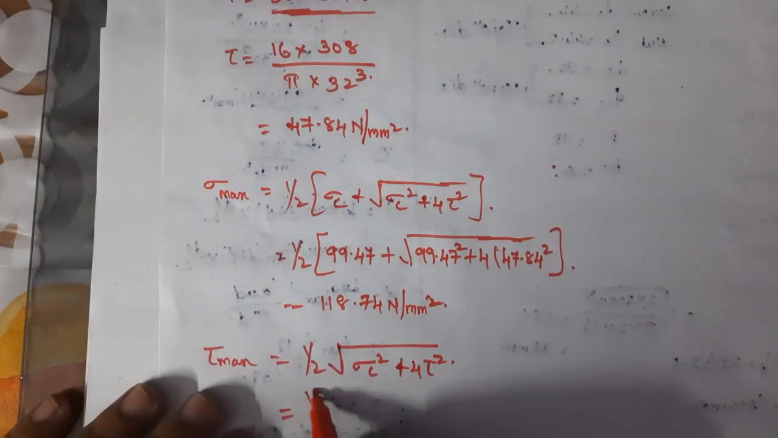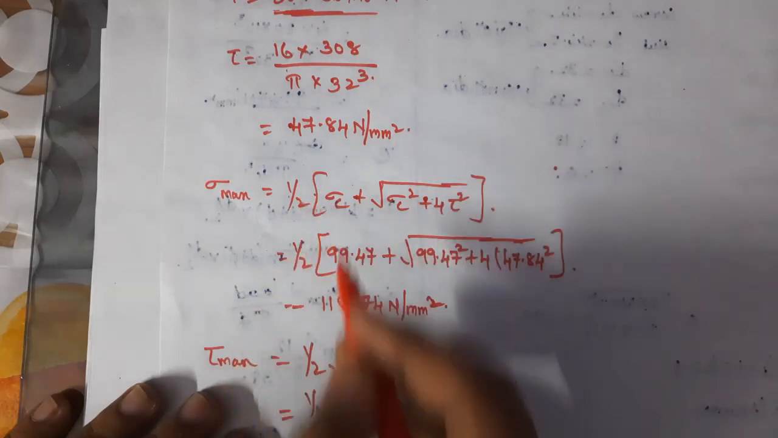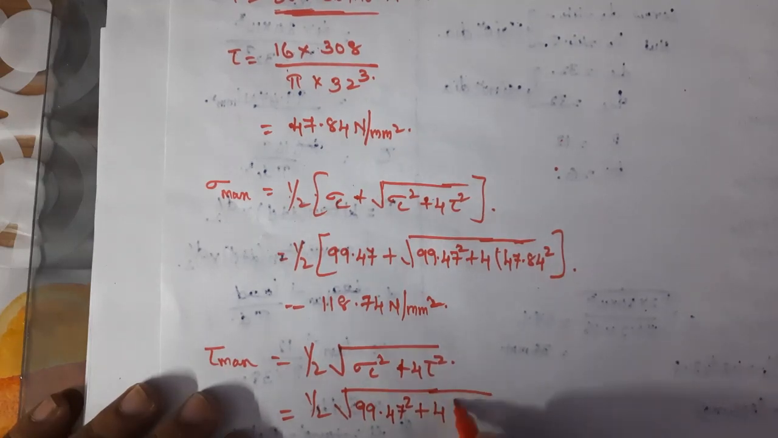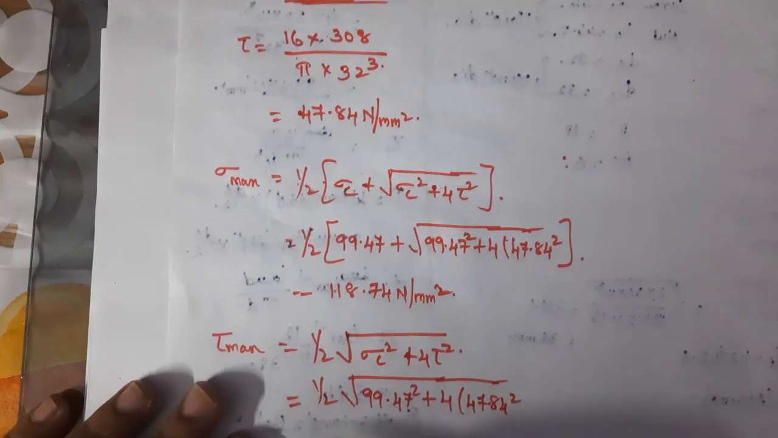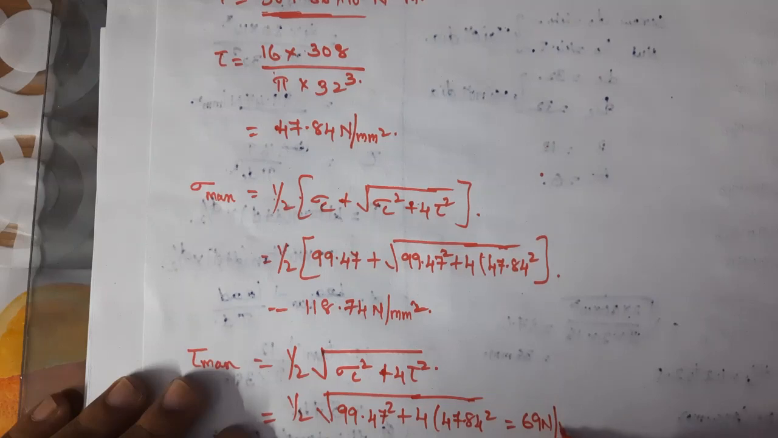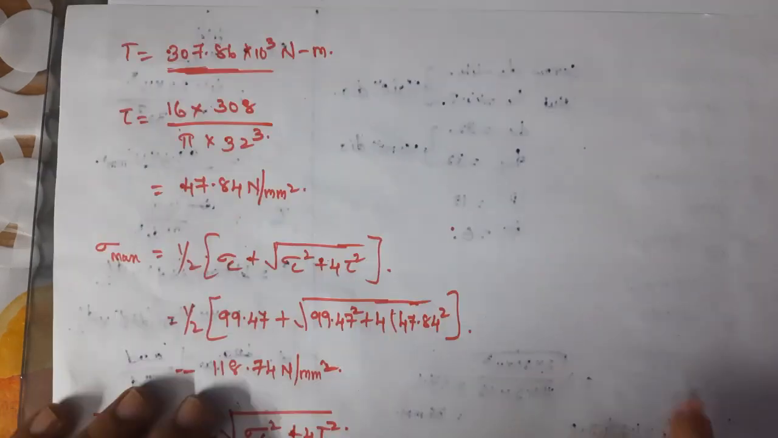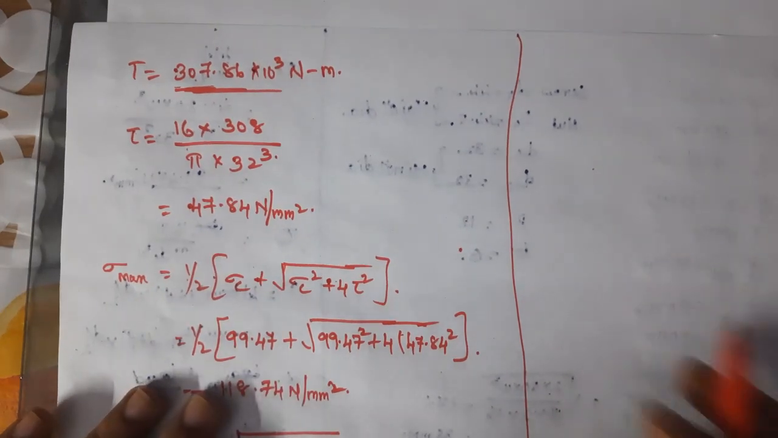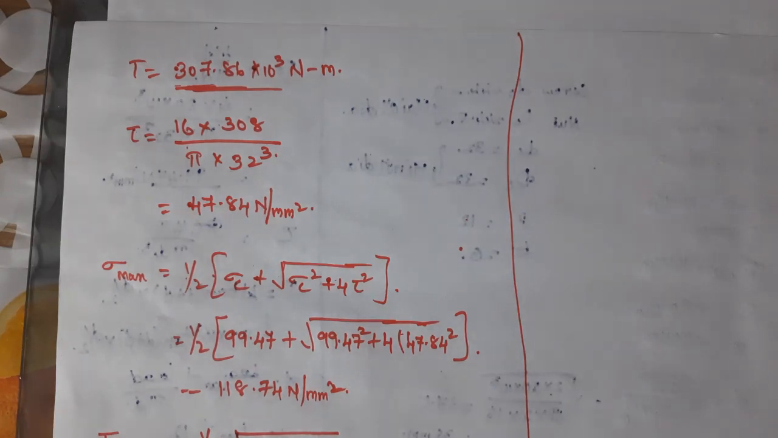So half of root over sigma c value will be 99.47 square plus 4 into 47.84 square. Okay, so we will be getting the answer as 69 Newton per mm square. So this is the value that I have got. So by this we have calculated the design of screw. Now we have to design the nut.